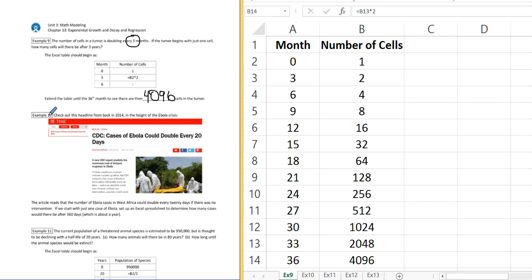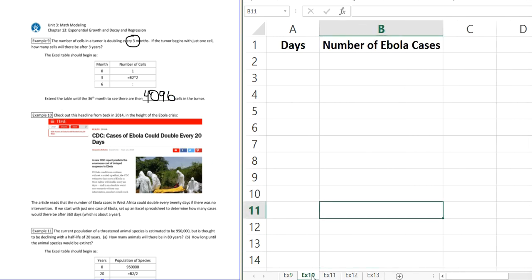All right, let's look at the next one, example 10. So this is the kind of thing that is really all around us right now. It's not Ebola that we're talking about. We're talking right now, this is why I'm doing this video from my house, about the growth of coronavirus or COVID-19. But here we have an example about an outbreak of Ebola that occurred back in 2014. This was a headline in Time magazine that at that time the CDC was saying that the number of cases of Ebola could double every 20 days.